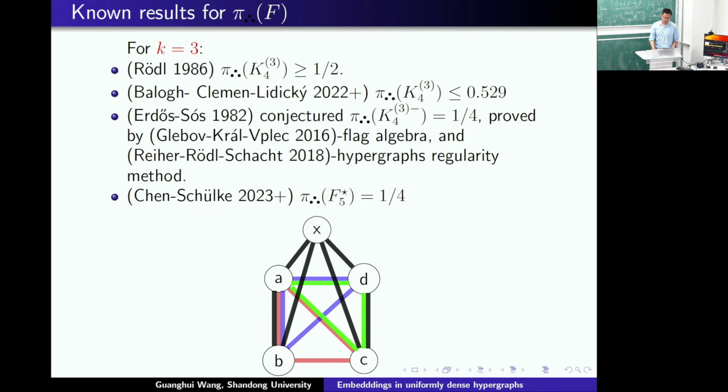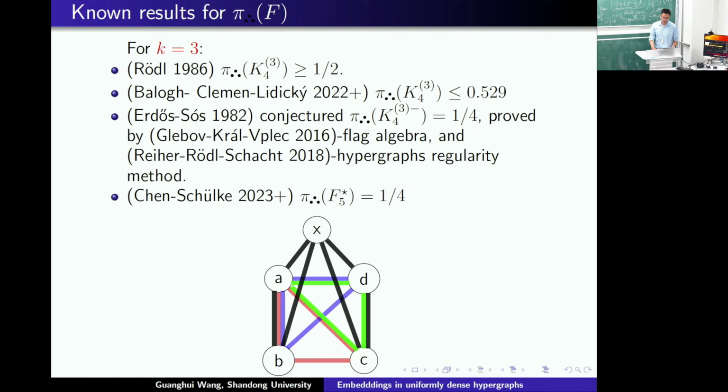As for the clique on 4 vertices, Rödl's construction implies that the lower bound should be 1/2. And Balogh, Clemen, and Lidický used flag algebra to get the upper bound 0.529.